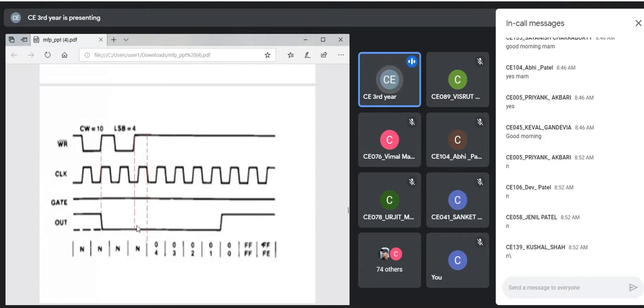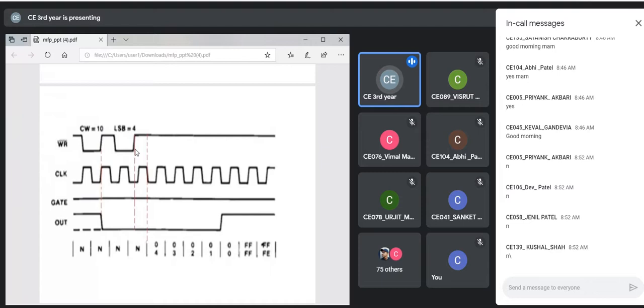See, after writing means what? 8086 is writing, right? So if you are considering that writing in the counter register, then you might be right. But what is the point? After writing here, what does it mean? Who writes that? 8086 writes. Then it is an internal operation of 8253, right? It is an internal operation of 8253 to transfer the count from the data lines to the counter register.